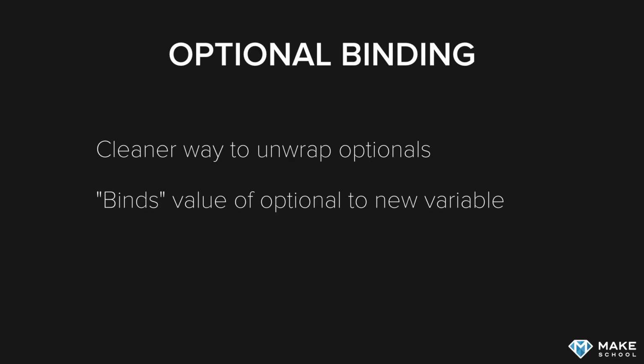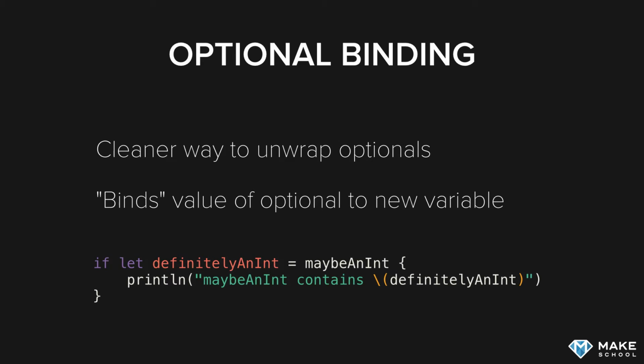So we still use an if statement, but this time we give a new variable name, and if we enter that if statement, then we know for sure that the optional had a value that wasn't nil, and we can access that value with this new variable name. So inside this if statement, we can always say definitely an int and treat it as a regular, non-optional variable. And we know that its value is always there.